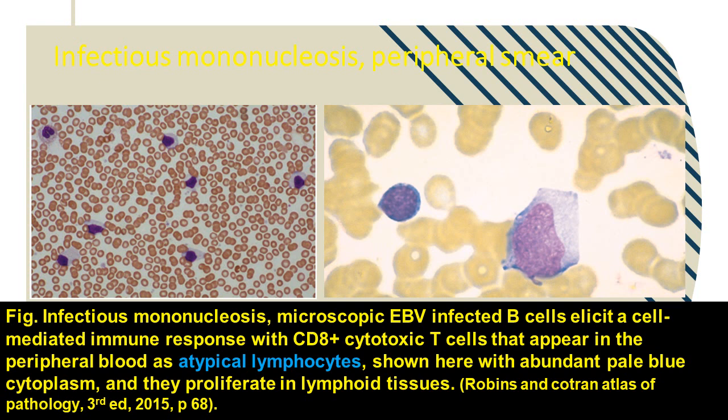Epstein-Barr virus infected B cells elicit a cell-mediated immune response with CD8 positive cytotoxic T cells that appear in the peripheral blood as atypical lymphocytes, which is also called the Downey cells, shown here with abundant pale blue cytoplasm, and they proliferate in lymphoid tissues. Initially, immunoglobulin M antibodies are formed. Both heterophile antibodies detected by a screening monospot test, as well as more specific antibodies against Epstein-Barr virus capsid antigens.